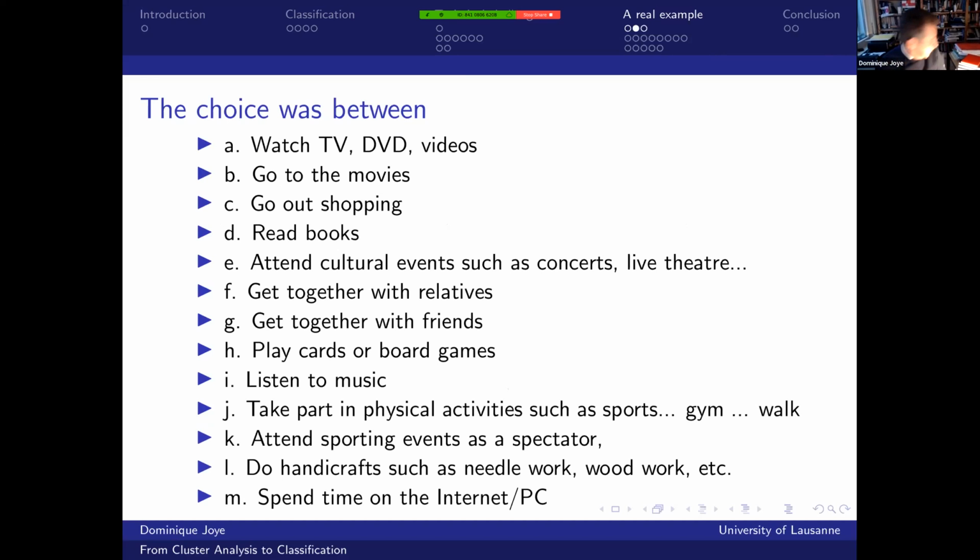I will come back to this later. The name of the book that I have mentioned, I will put in the bibliography. That's Cluster Analysis by Brian Everitt. I will put it in the bibliography also later.